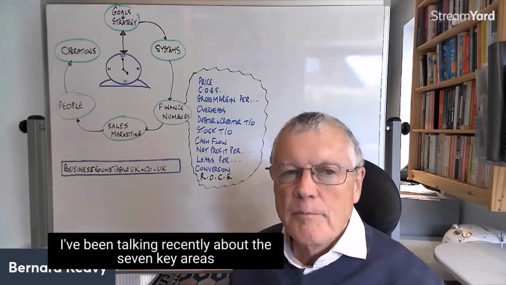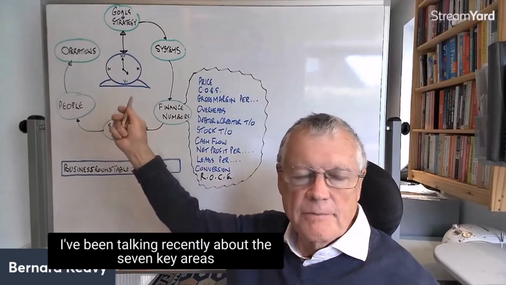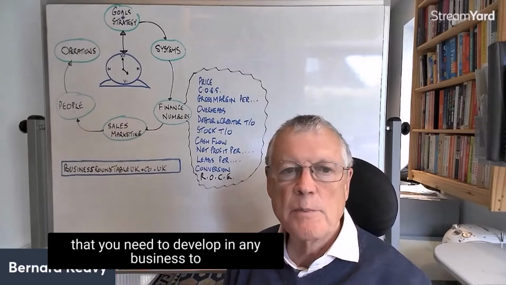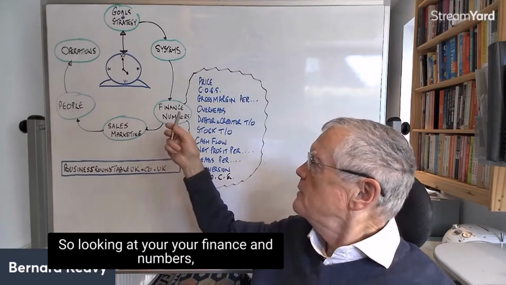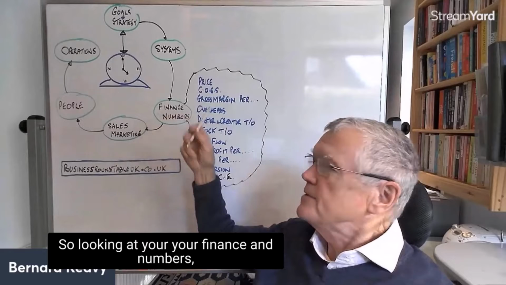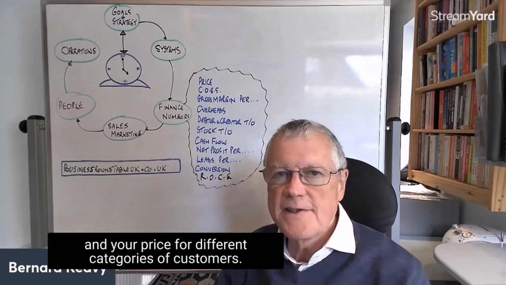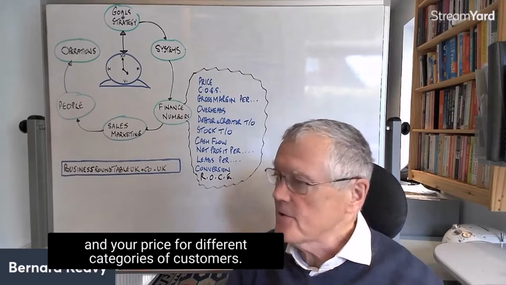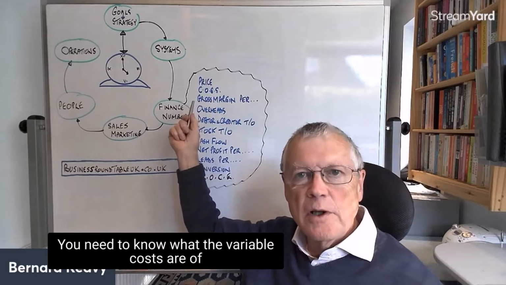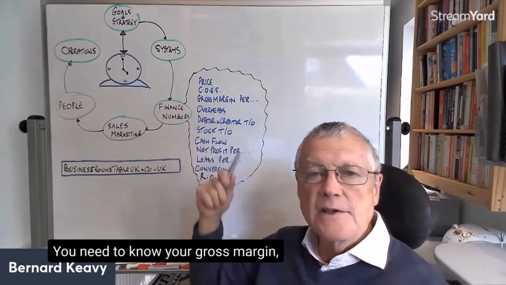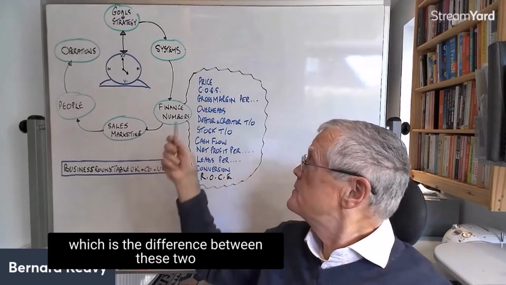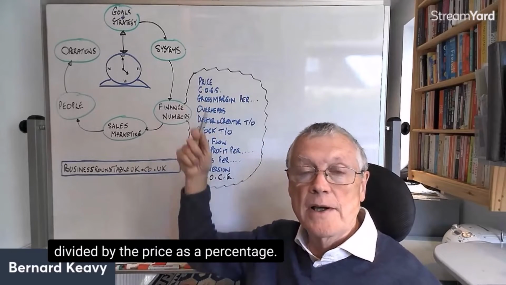I am. I've been talking recently about the 7 key areas that you need to develop in any business to have a business that runs when you're not there. So looking at your finance and numbers, you need to know what your price is, and your price for different categories of customers. You need to know what the variable costs are of whatever it is you provide, the cost of goods sold, that's called. You need to know your gross margin, which is the difference between these two divided by the price as a percentage.